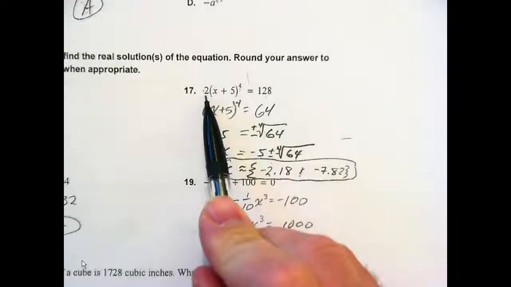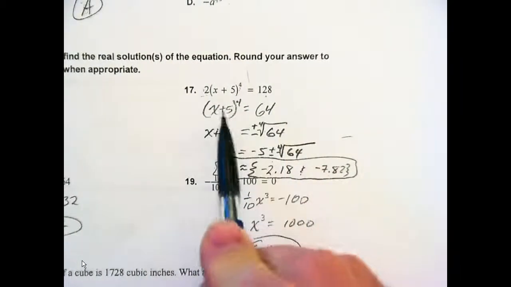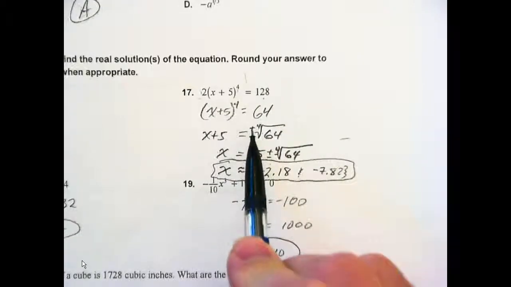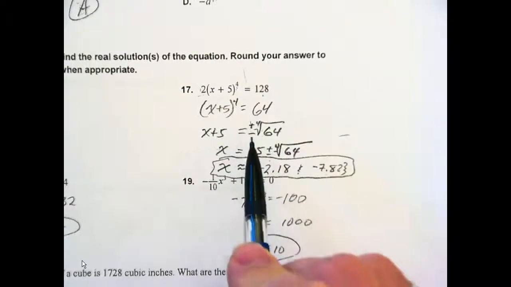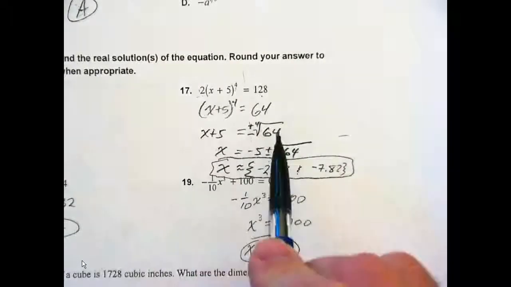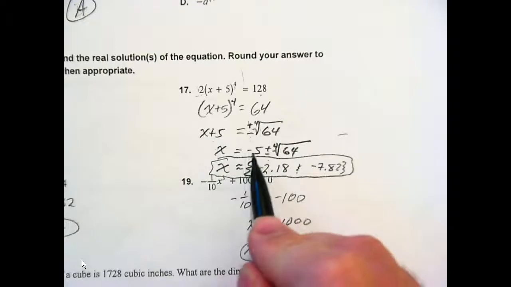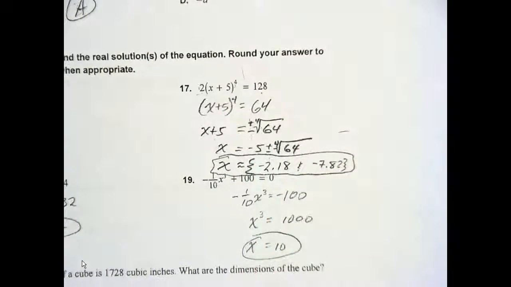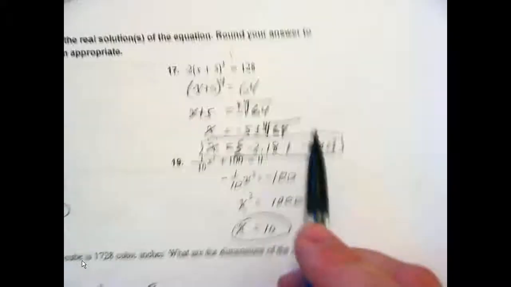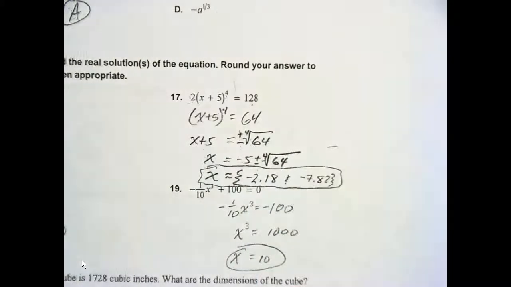Notice you'd have to divide by 2 and then take the fourth root, which when we impose an even, you'd have to do plus minus. Okay, fourth root of 64. And then subtract 5. So you get negative 5 plus minus the fourth root of 64. That would probably go into your calculator because fourth root of 64 is not a pretty number. You get negative 2.18 and negative 7.82.